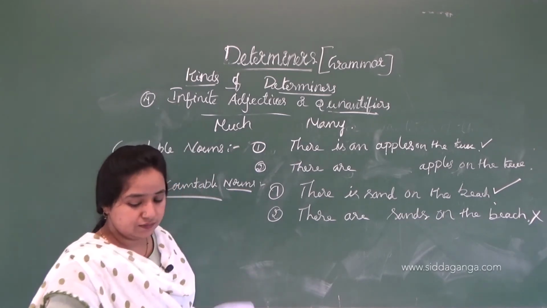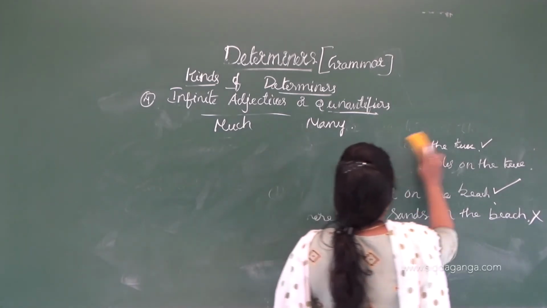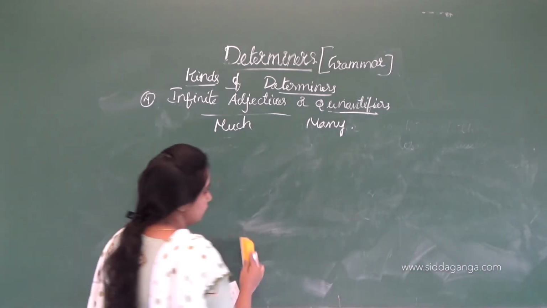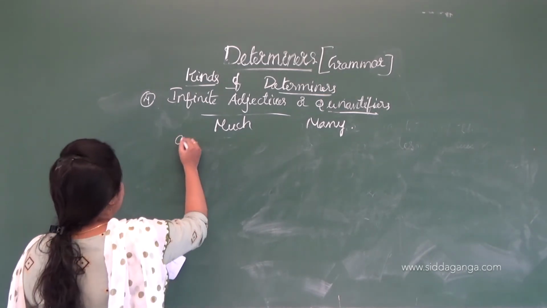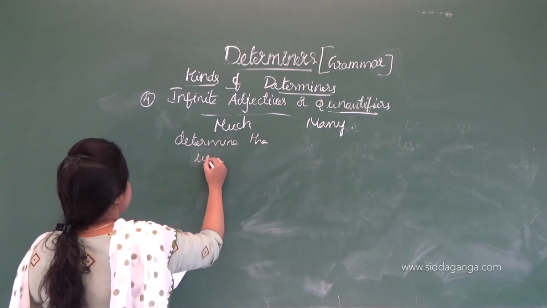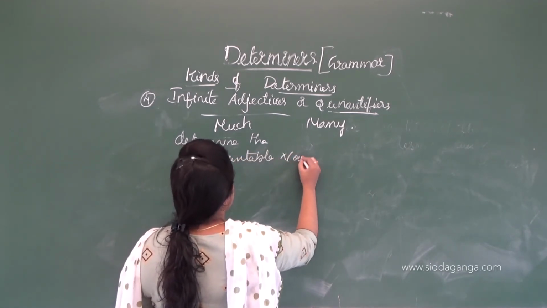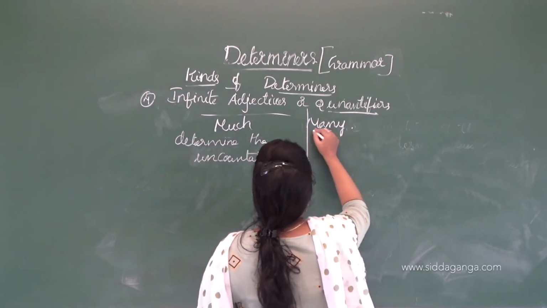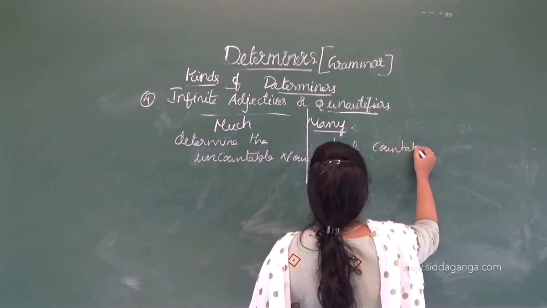Then let's see about much and many. I have written it here. How we are using much and many in case of countable and uncountable ones. So much is used to determine the uncountable noun. And here many is used with a plural countable noun.